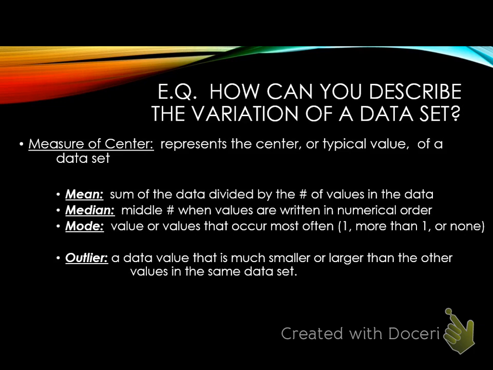Now, those 3 words are probably familiar to you. Outlier, probably not. Here's what an outlier is. It is a number that really makes no sense as to why it's in the list because it's so much higher than your other numbers or so much lower. So the official definition: a data value that is much smaller or larger than the other values in the same data set, okay? It's out there. It's either way higher than all your numbers or it's way lower. So it's called an outlier.